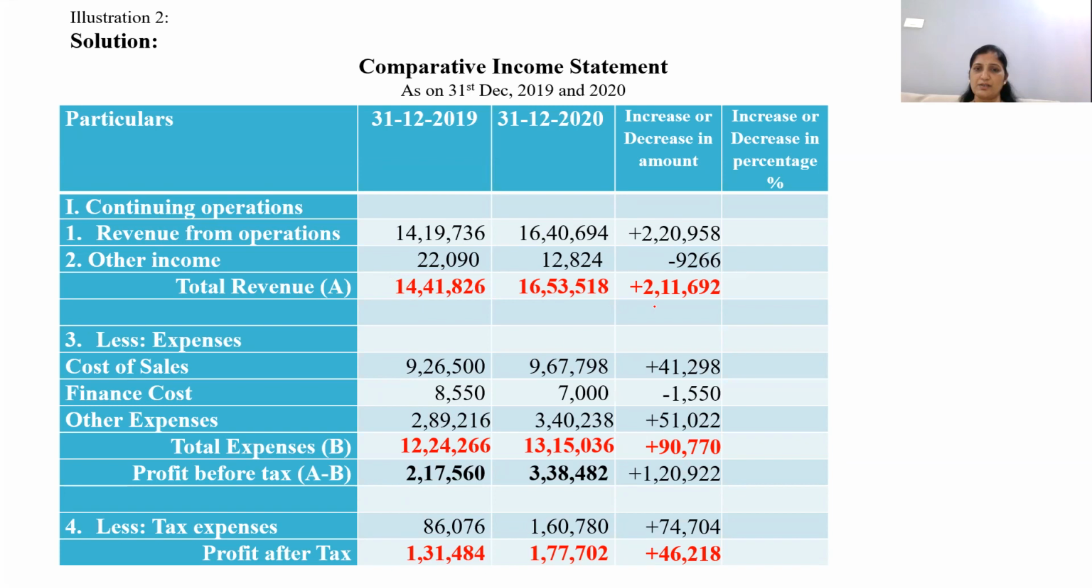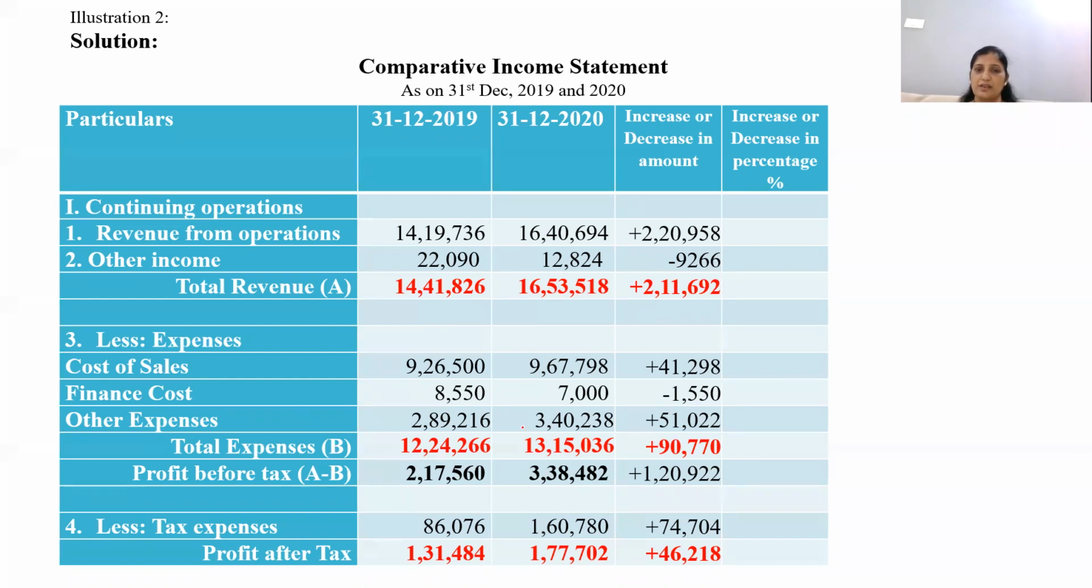You will get plus 2,000. Cost of sales. Here it is 9,67,789 minus 9,26,500. You will get 41,298. Finance cost 7,000 minus 8,550. The finance cost in 2020 is reduced when compared to 2019. So you will get minus 1,550.